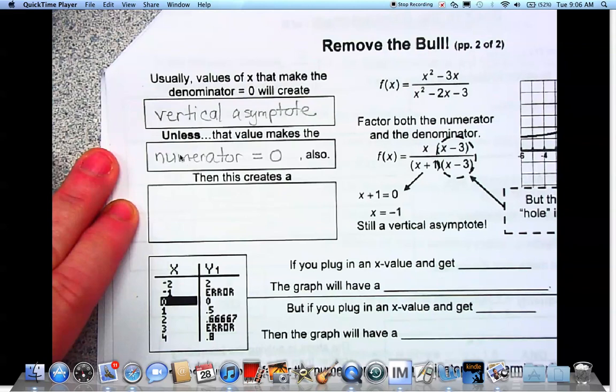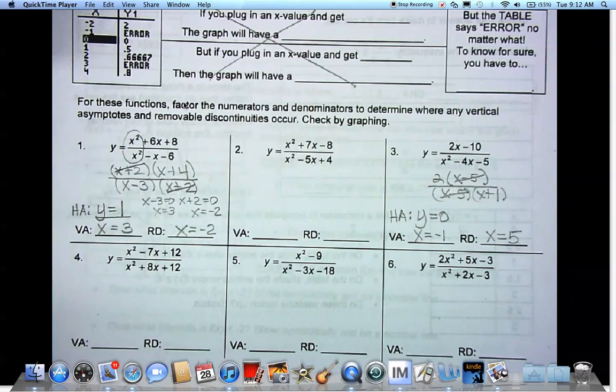The horizontal asymptotes. Uh-oh, it went blank. When did it go blank?